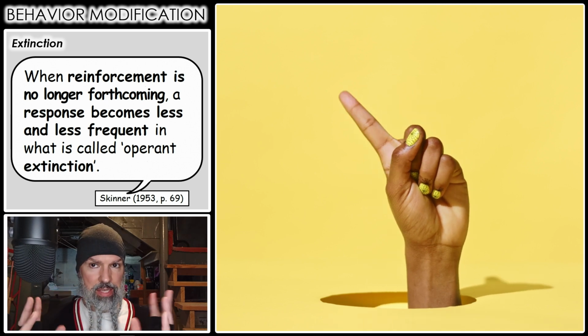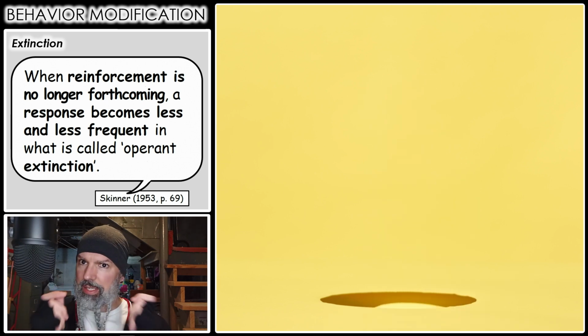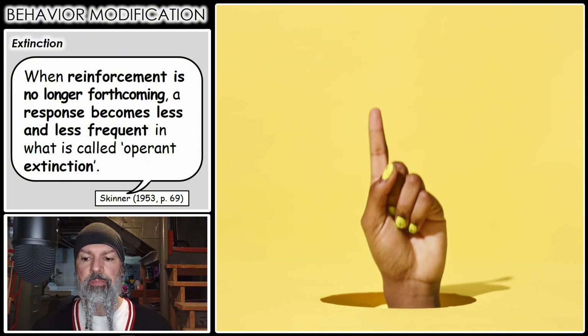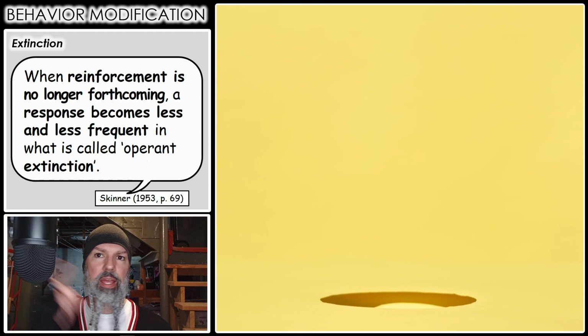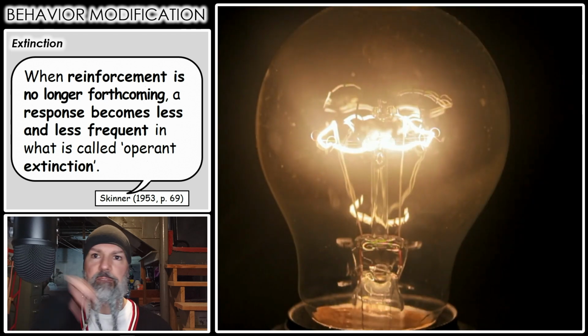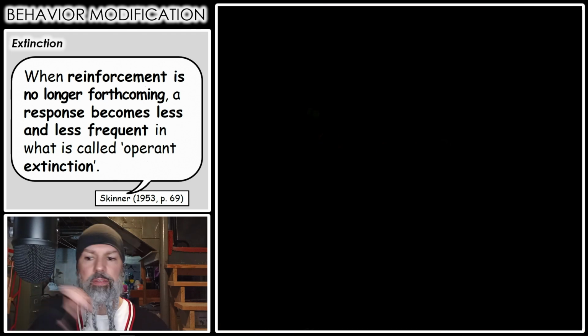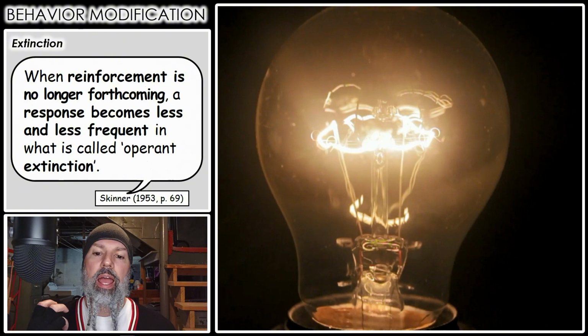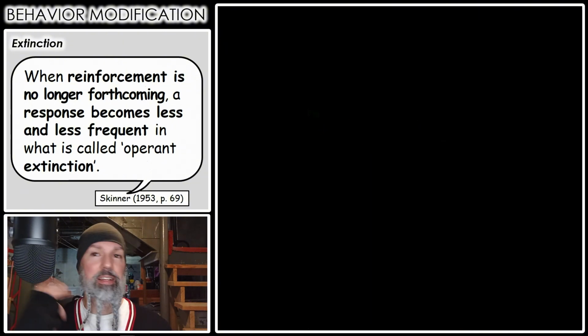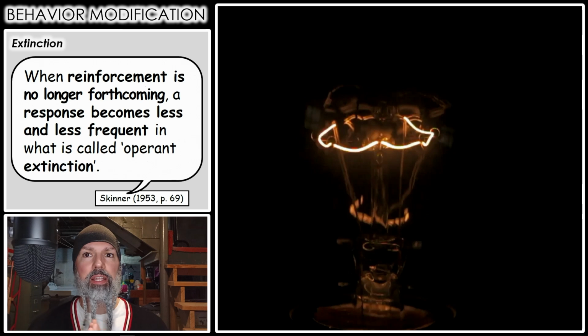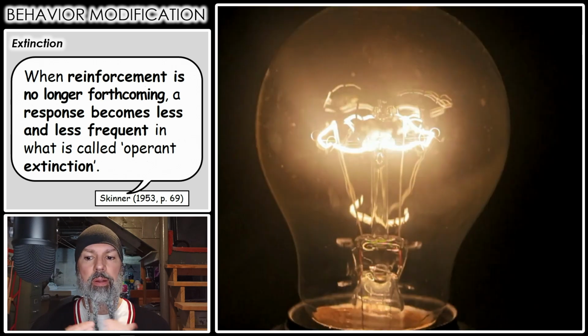So to give you an example to illustrate this, because this can sometimes get a little bit confusing, let's say that you have a child and they are continually playing with a light switch. They're just turning it off, turning it on, turning it off, turning it on. And that can get annoying. So anyways, let's say that you want to reduce that behavior.